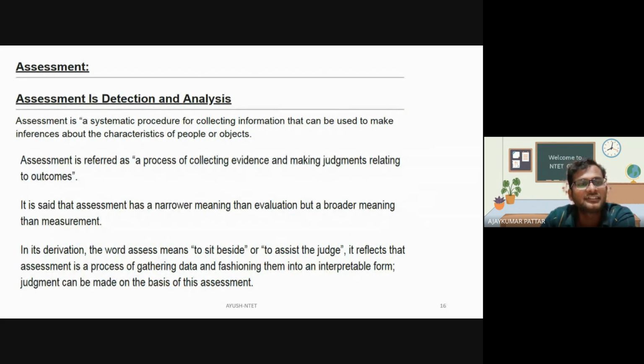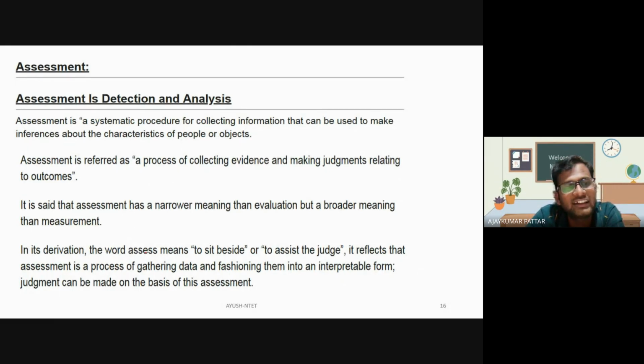Then assessment comes next. All of you have understood measurement. What is measurement? Briefly, in 2 lines: measurement is measuring the attributes or variables we want to measure, and giving numbers or a numerical value for that attribute or variable. That is measurement. Then assessment.